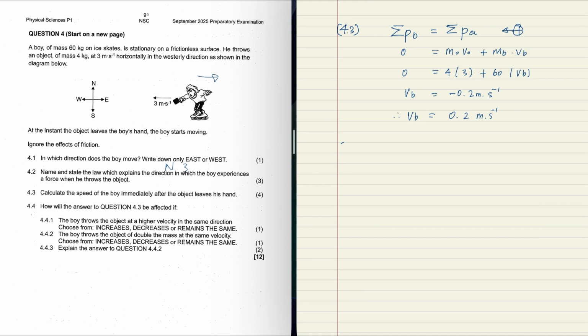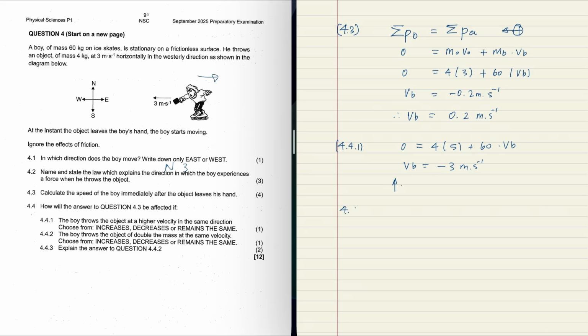Question 4.4, or 4.4.1. How will the answer in 4.3 be affected if the boy throws the object at a higher velocity? Choose increase, decrease, or remain the same. Yeah, we don't need to overcomplicate it. Just imagine that you increase the value. So you can say 0 is equal to 4 times, let's make it 5, and then plus 60 times VB. When you solve for VB, that's going to equal 60 divided by negative 20, which is equal to negative 3 meters per second. You can see that it's increased. So the answer is going to be increase.